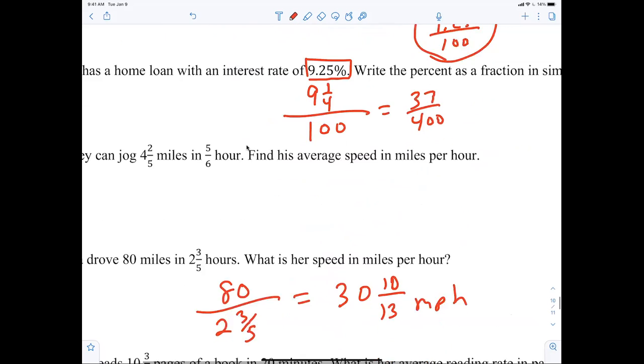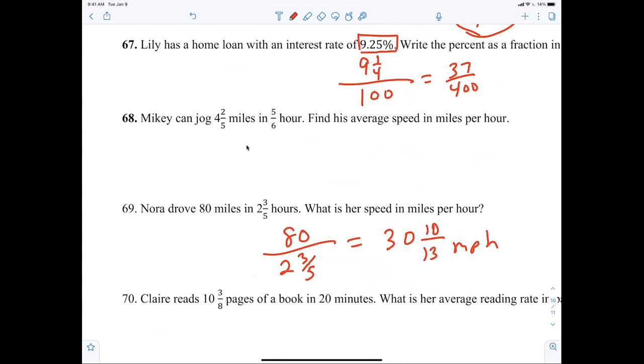Okay, here we go. Forrest, tell me about 68. So, the average speed in miles per hour: 4 and 2/5 divided by 5/6. That is correct, and then that would equal 5 and 7/26 miles per hour. Okay, good. Is everybody okay with that?